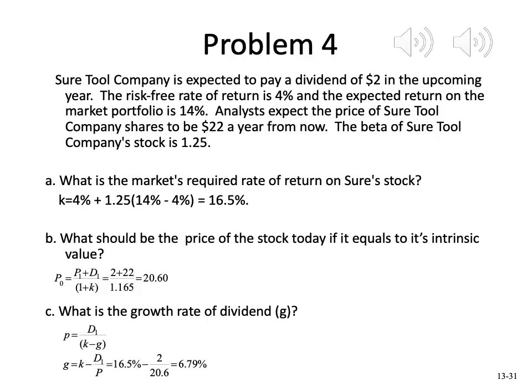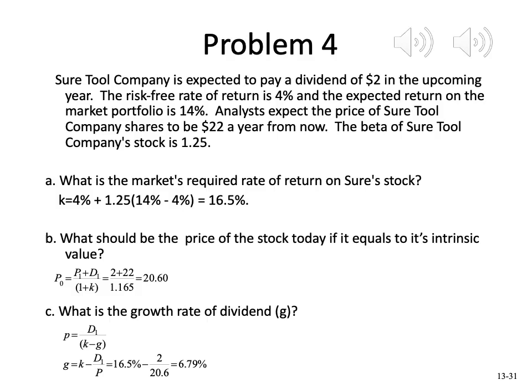So the words expected and upcoming mean this is dividend 1, D1 equals $2. Risk-free rate 4%. Market return 14%. Analysts expect the price of the stock will go up to $22 a year from now. So here the expected P1 is $22, beta 1.25.